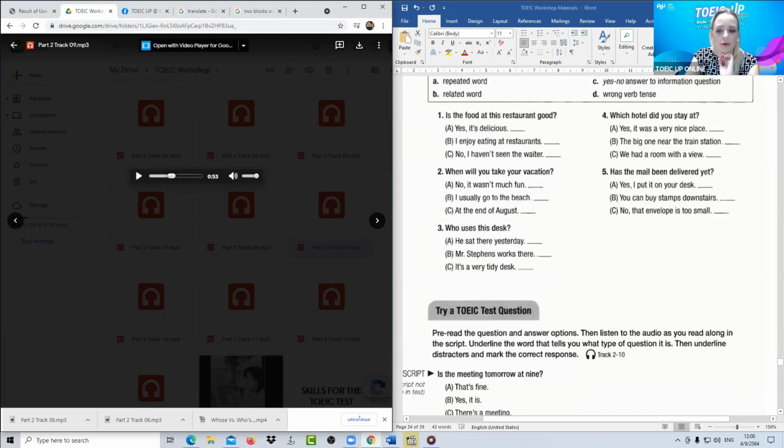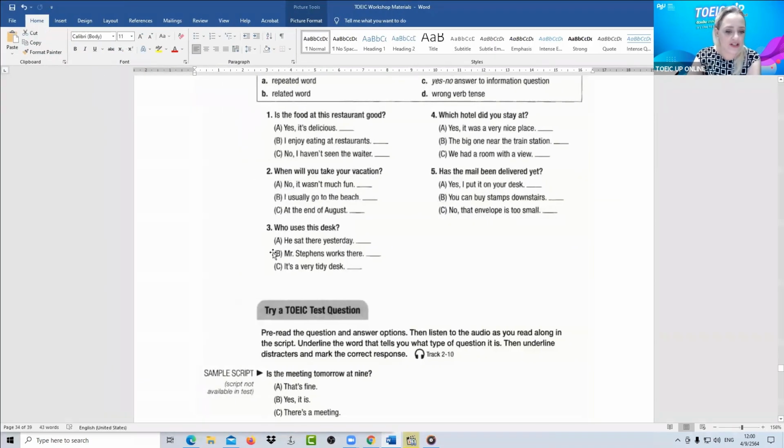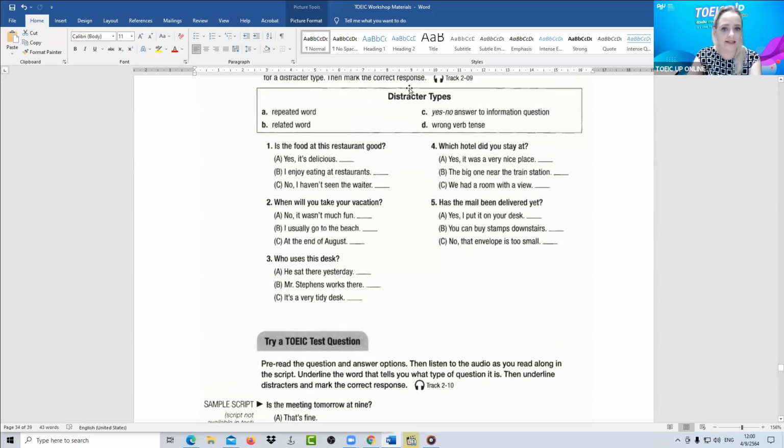Let's look at number 3. Who uses this desk? So the question word is who. We are looking for information. We are looking for a person. Okay, so A, he sat there yesterday. This is a distractor. What type of distractor is it? B. B, related word. Good. Sat, desk. They are related. You sit at a desk, right? The question is who. The answer is yesterday. It's a distractor. Sat and desk. Related words.